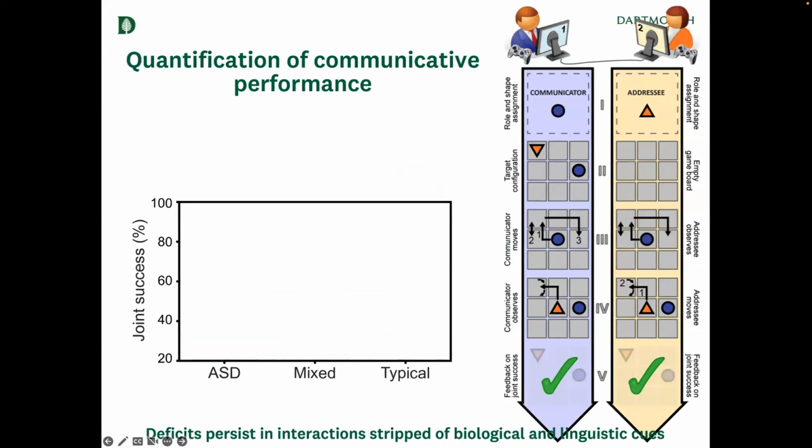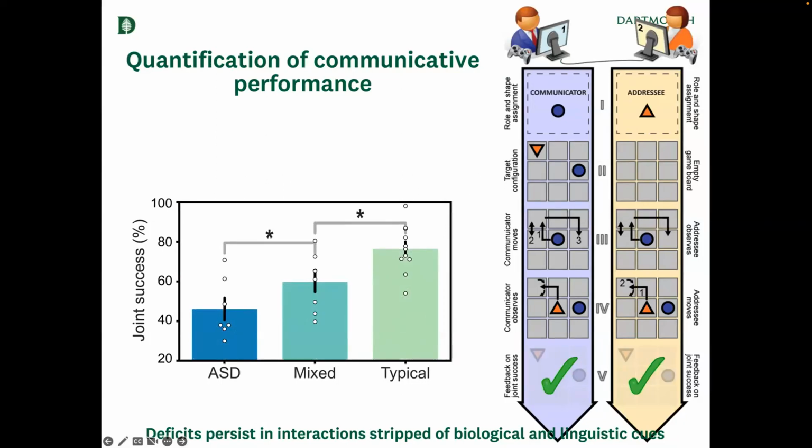So what we did, we created 3 different pairs. We had full autistic pairs, so 2 individuals diagnosed with autism. We had full typical pairs, and we had a mixed pair type, meaning pairs consisting of 1 individual with autism. This is what we observed. We found that performance drops with more autistic individuals in a pair. And this suggests, of course, that the deficits persist in interactions like these, interactions that are stripped of biological and linguistic cues. It also provides an argument against the double empathy problem argument, that it's more about communication style and not about autism itself.